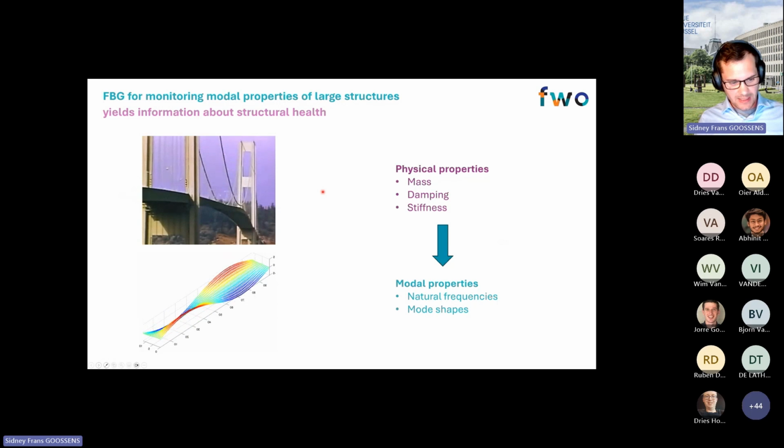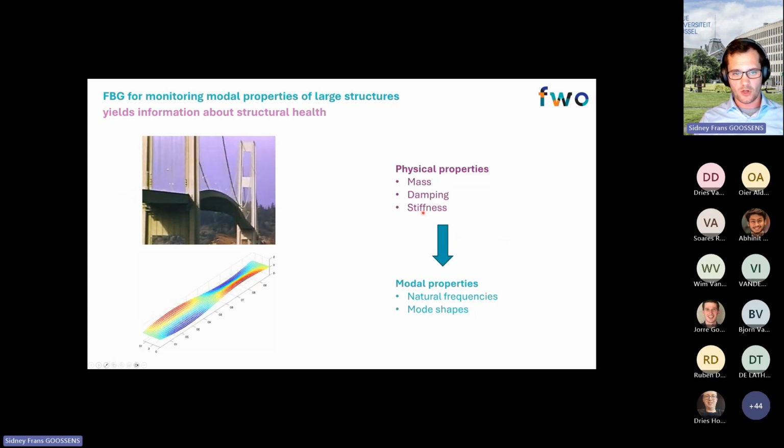The second one is still an asset, but in this case, it's a larger asset. I want to talk here about large stiff structures such as bridges, for example. Now, as you might know, the physical properties, the mass, damping, stiffness of a structure will change if there is damage induced on the structure. Now, to measure these parameters, we can do that indirectly by measuring the modal properties of our structure. That can be the natural frequencies, but also the mode shapes.